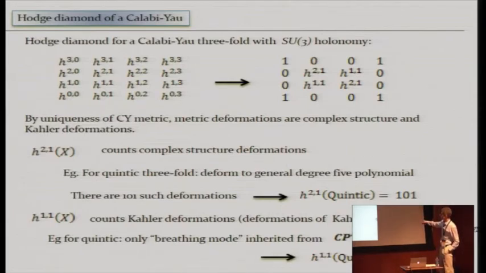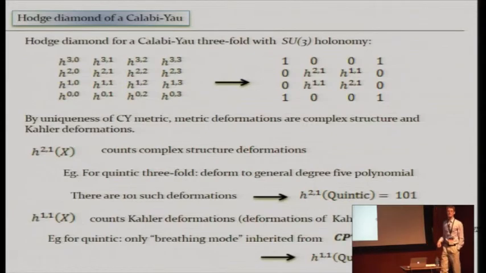But in general, if you consider some embedding in projective space, you find that there are some deformations of the metric which cannot be realized if you want to stay within that projective space. I don't have time to go into that. But it's still true in general that h^{2,1} counts complex structure deformations and h^{1,1} counts Kähler deformations.